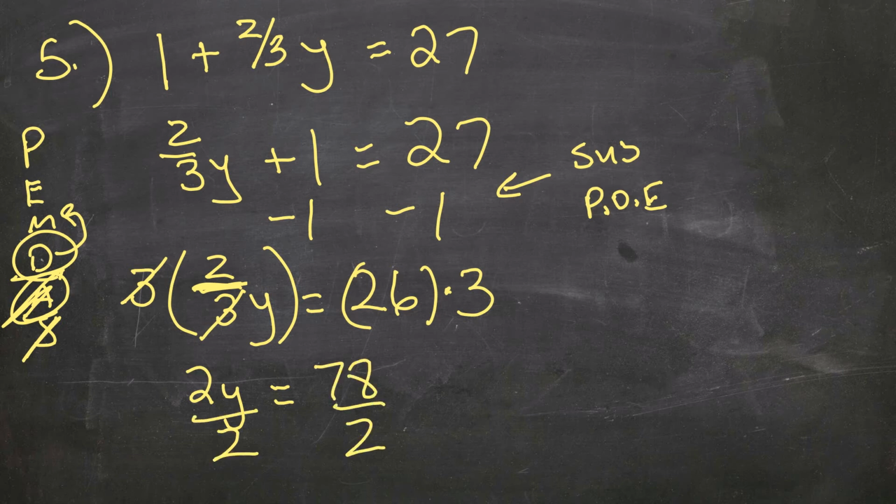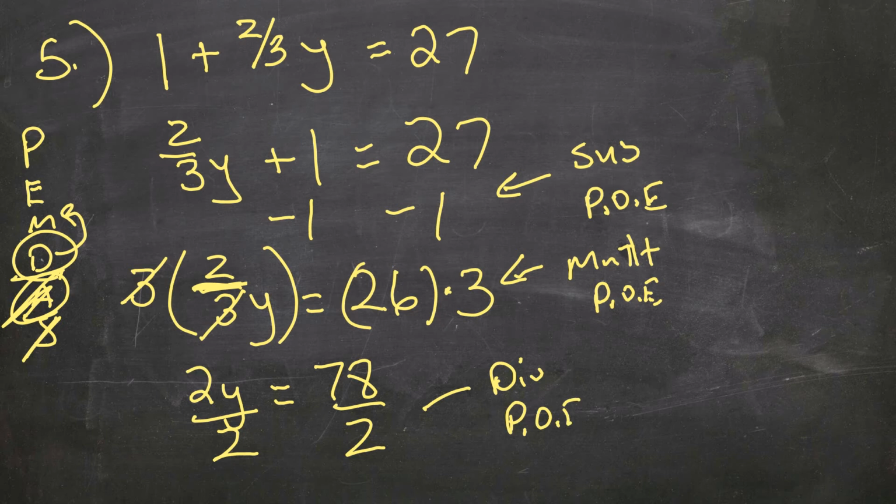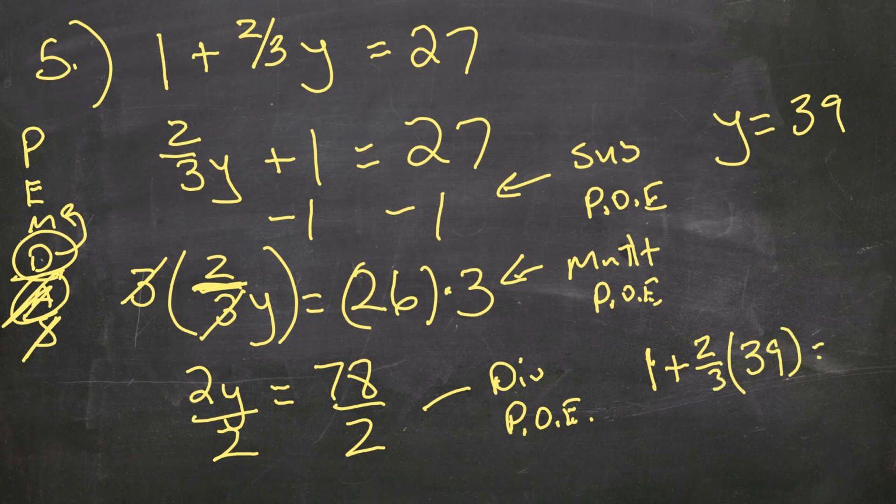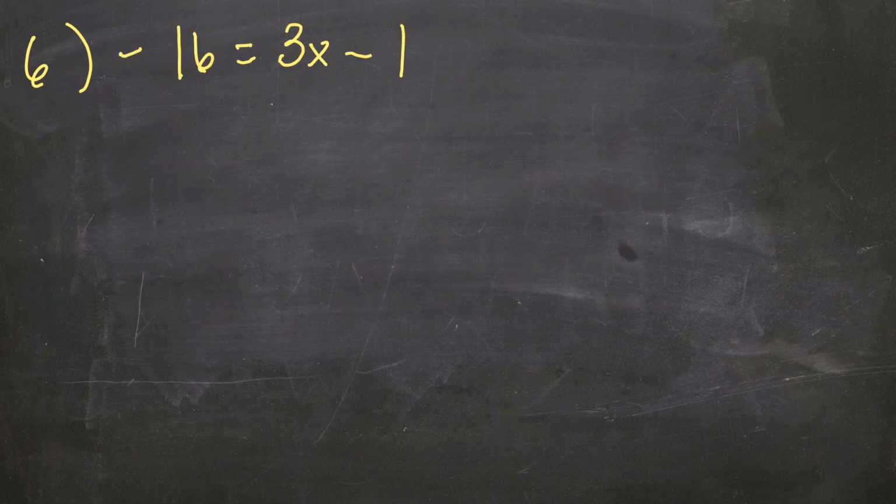Divide by 2, divide by 2. That's our multiplication property of equality. There's our division property of equality. And I get y equals 39. Now I'm going to check my work. 1 plus 2/3 times 39. Does that equal 27? And it works. So that's good.